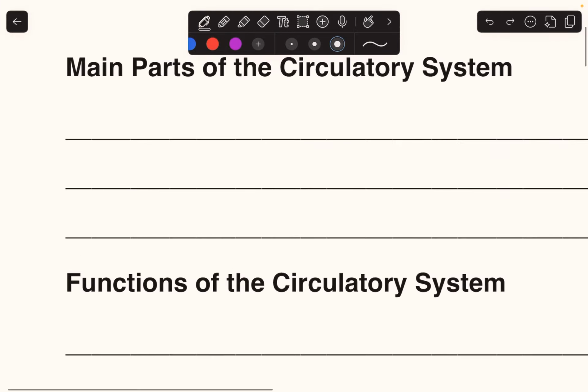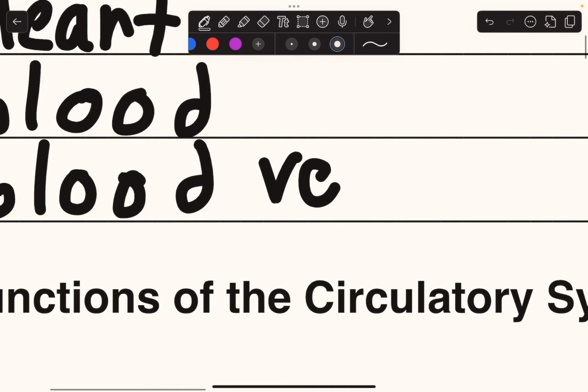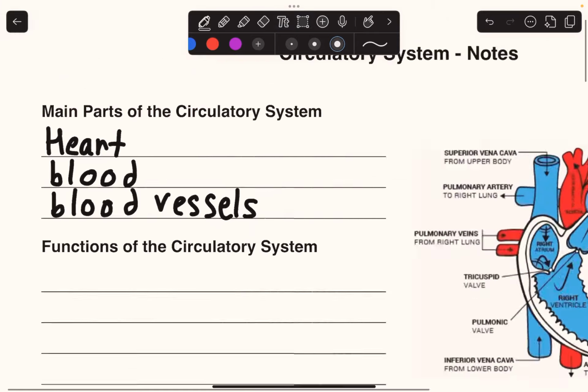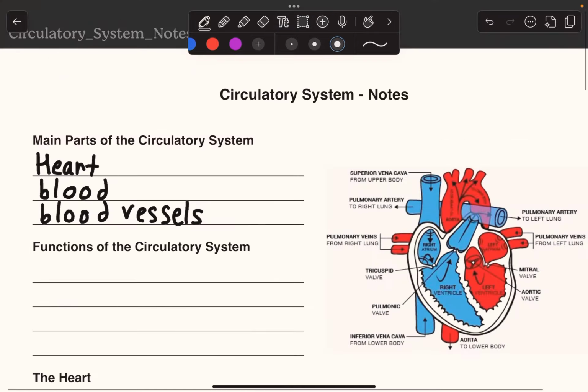Next we have blood. And then we have blood vessels. Blood vessels carry blood throughout the whole body.